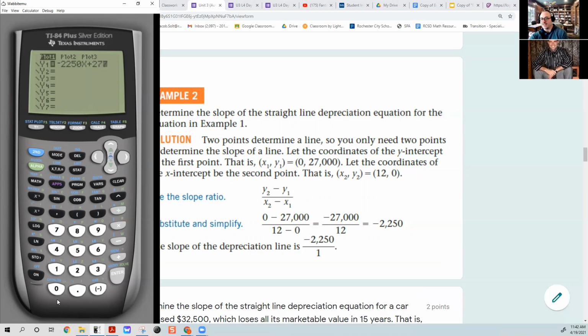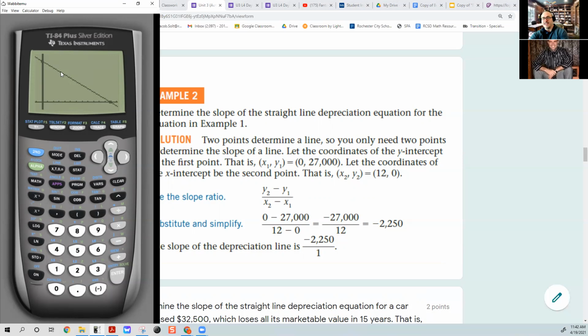And we're just going to take a quick look at what this looks like, so you can picture this graph in your head. I'm going to do ZoomStat. There we go, that's what this graph looks like. This point up here is where time is 0, where the x value is 0, right at the y-intercept. The scale goes up to 12, apparently. And where x is 0, y is $27,000.